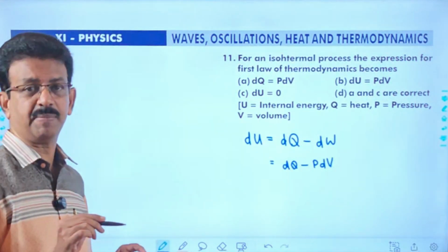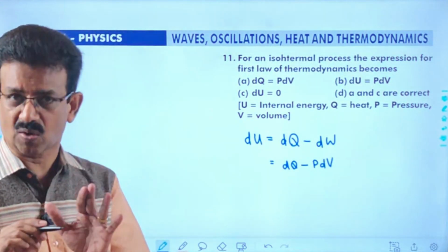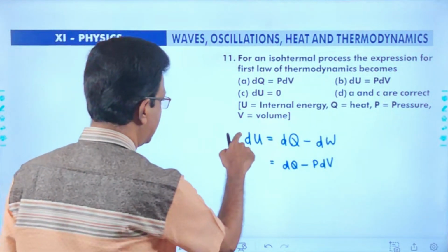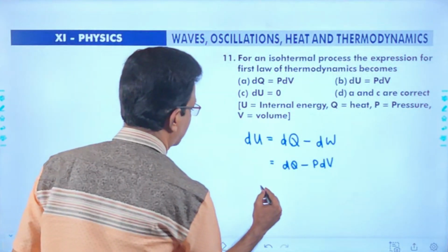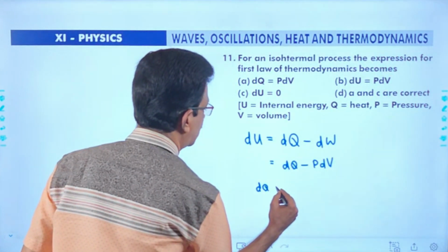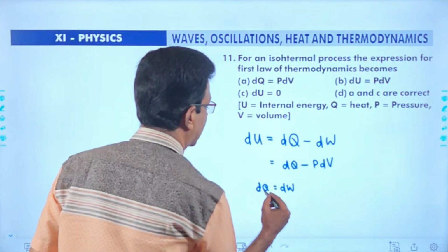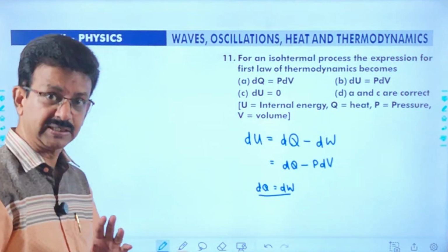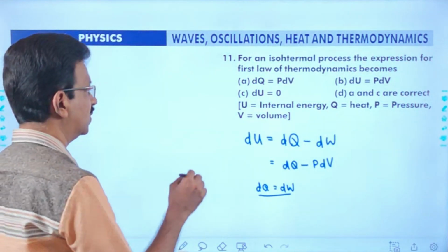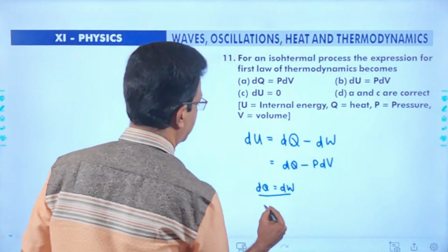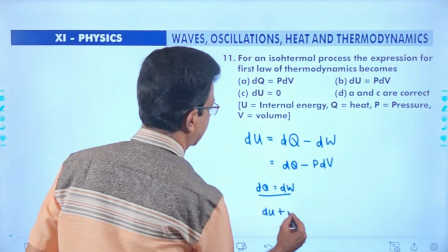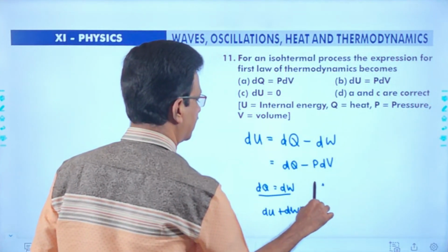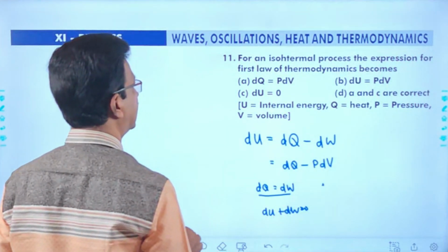For an isothermal process, that is if the temperature is constant, internal energy will be constant, therefore dU will be 0. Therefore, dQ equal to dW for an isothermal process. For an adiabatic process, dQ will be 0, then dU plus dW equal to 0. This is for an isothermal process. This is for an adiabatic process.